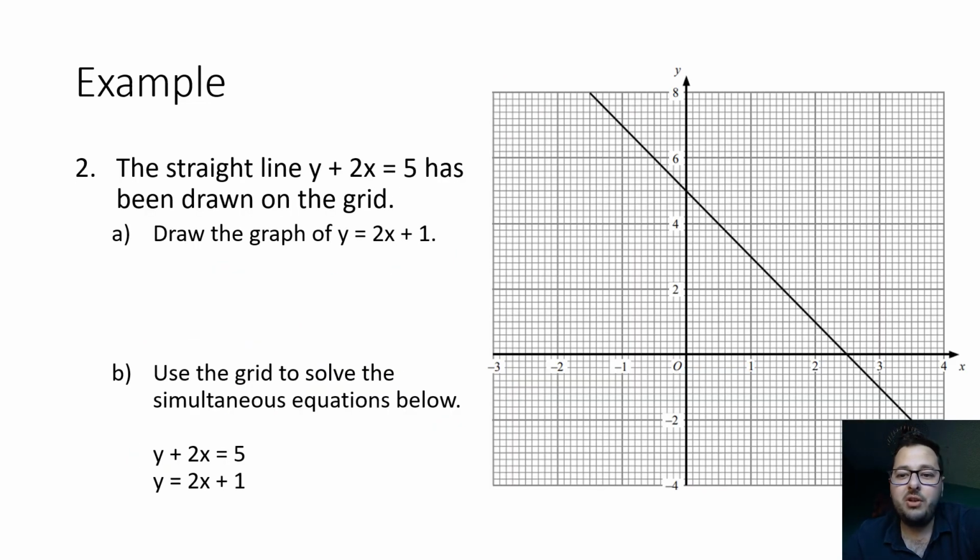Okay, so here's another one. We've got the straight line y plus 2x equals 5 has been drawn on the grid. Great. Now we want to draw the graph of y equals 2x plus 1. Okay, so let's just draw that graph.